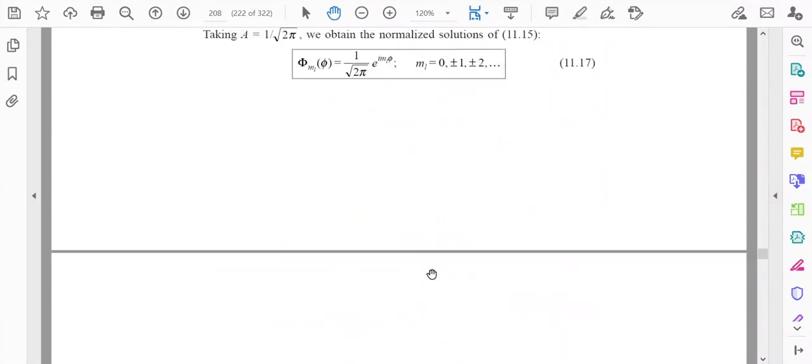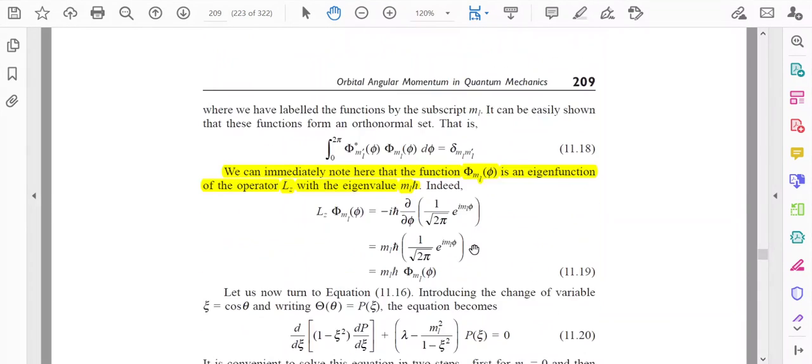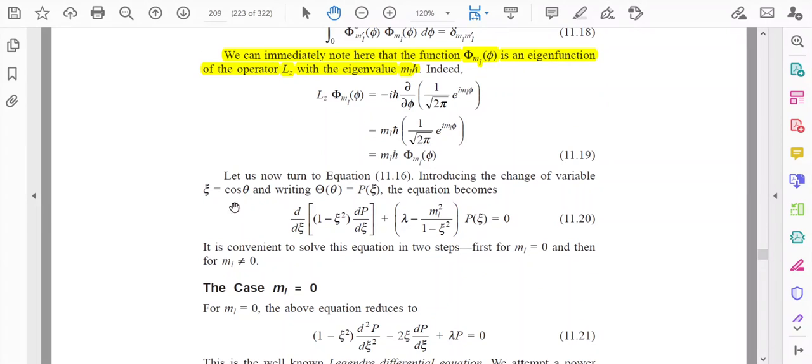This was equation 11.16, the equation which involves only theta. Actually, we have solved this equation by assuming zeta is equal to cos theta and capital theta is equal to p.